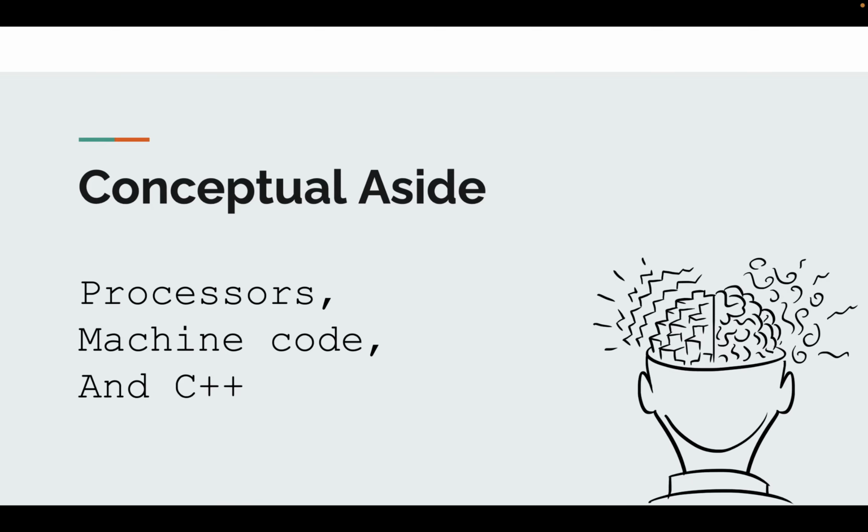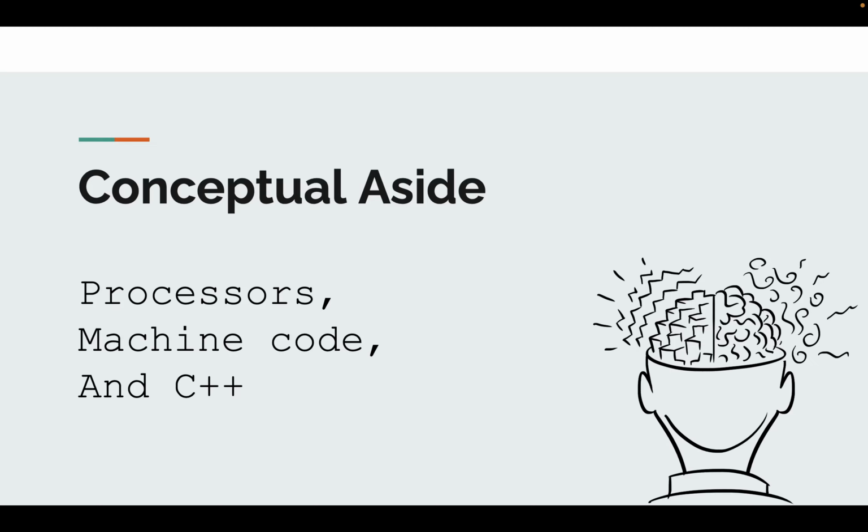To begin with, our first lecture in this section is a conceptual aside. We need to understand processors, machine code, and C++. And before you say, hey, I'm here to learn about Node.js and writing JavaScript, well, hang with me. Trust me, this will be an important part of having a proper mental model of Node.js, which will make you a far better Node.js developer than maybe even those around you.